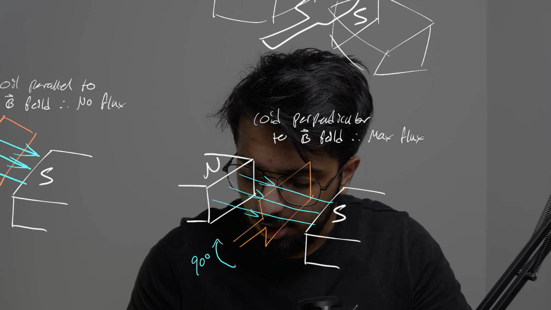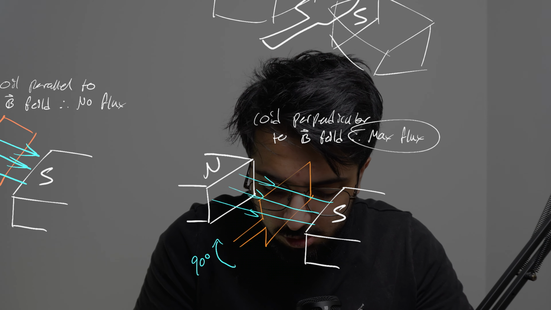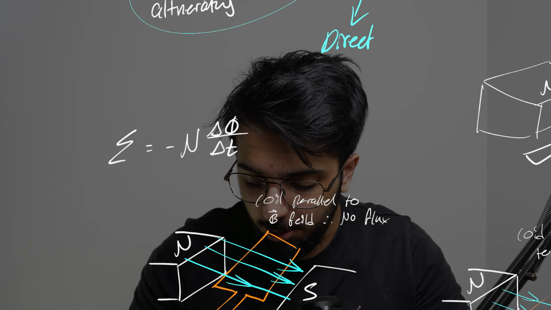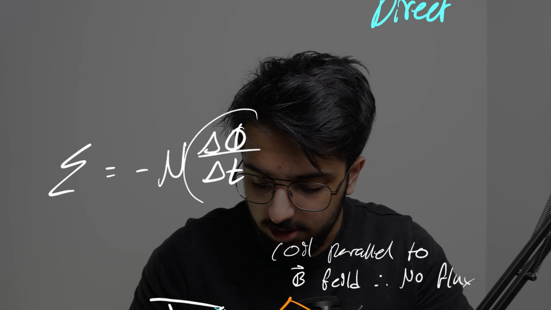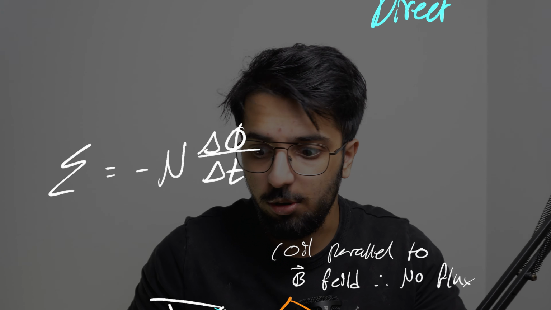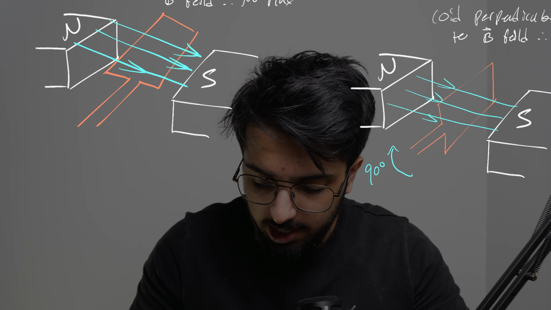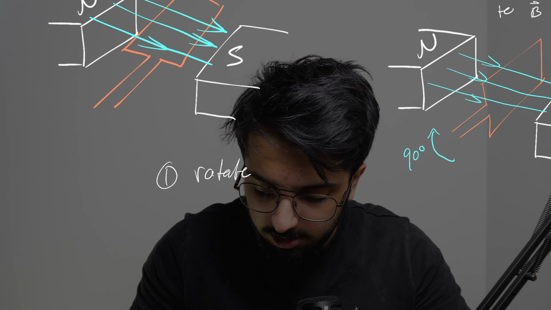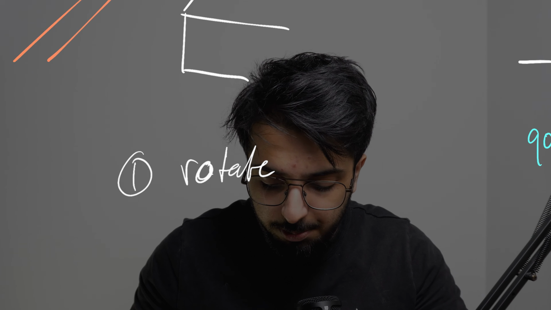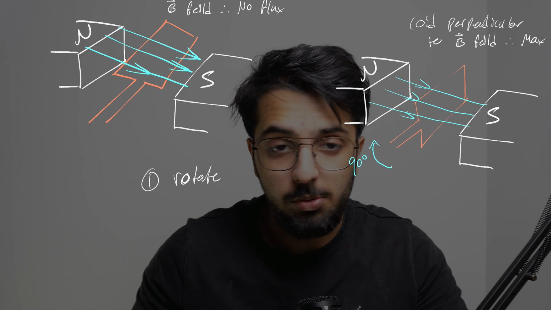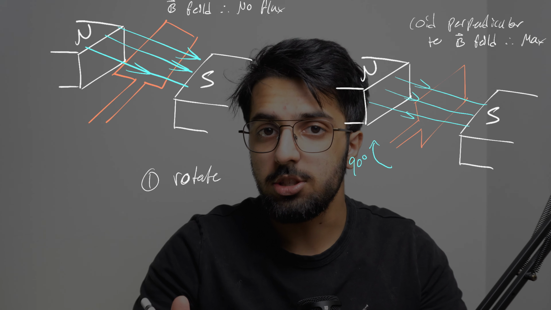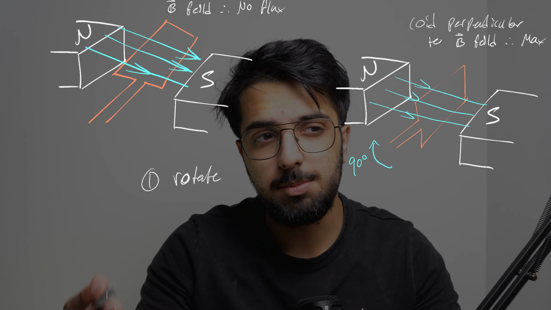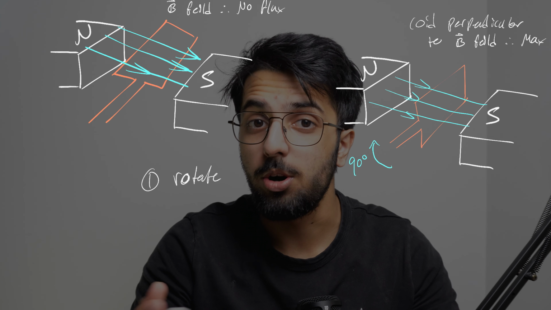Now, it's important to note that the max and no flux is not really important for inducing a voltage, because if we remember, Faraday's law is concerned with the rate of change of flux. So as we rotate this coil, and remember we rotate the coil through some sort of mechanical means, like for example, we might have steam pushing a turbine or water pushing a turbine. That's what happens in a dam. Steam usually happens in a coal plant or a nuclear power plant.